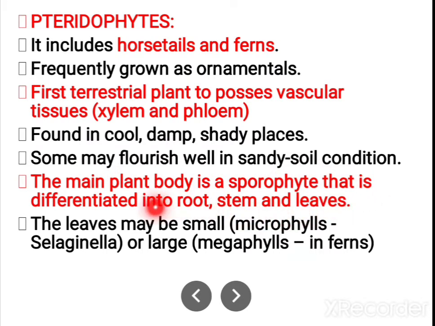Here the plant body, what you see in green color, is the sporophyte, and it is differentiated into root, stem and leaves. The leaves may be small or large. Small ones you call microphylls, and large ones you call megaphylls. In ferns you can see megaphylls, and in the case of Selaginella you can see microphylls.